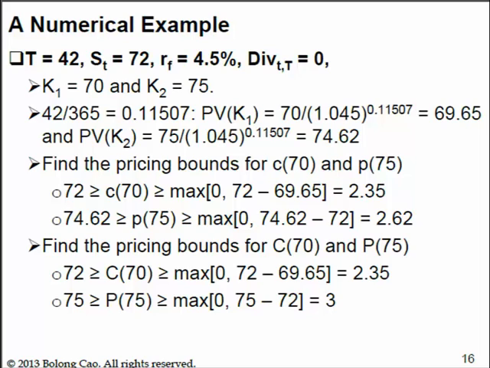Numerical example. In this numerical example, the time to expiration is 42 days. Currently, the underlying stock price is $72. The risk-free rate is 4.5%. The dividend is 0. And we have two strike prices for different options to consider. The lower strike price is $70. The other strike is $75.